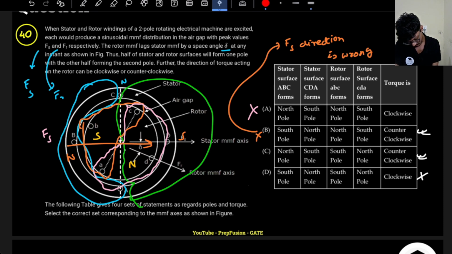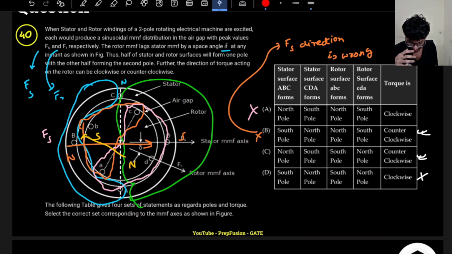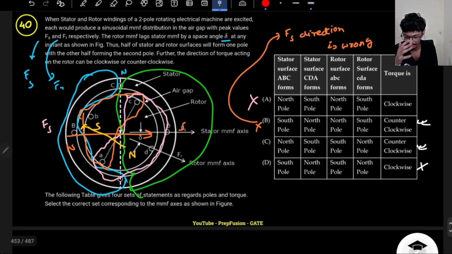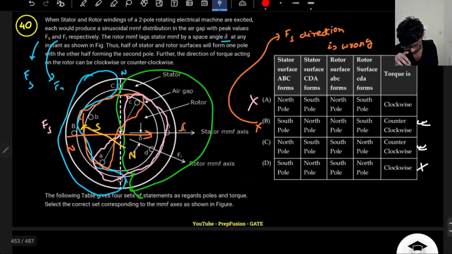This axis should be somewhere, rotor ABC is south pole. So the axis is somewhere here. This direction is again wrong. Something is wrong. This is a GATE PYQ, so something is wrong here, which I am not able to figure out right now, but I will look into this question. You can put in the comments below if you feel something is wrong, because this is a GATE PYQ.